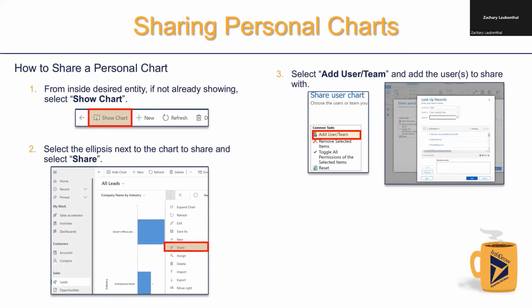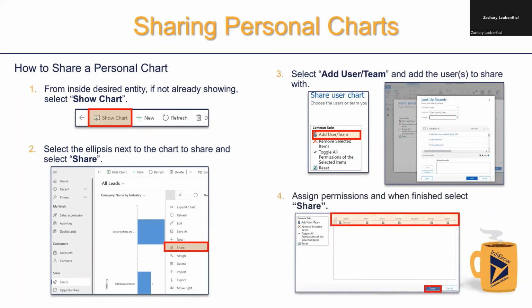And after you've selected and added the colleagues, you can now assign permissions to each. Does this seem familiar? I think we just went over this with the views, didn't we? Yes, we did. Once we're configuring the permissions, we select the Share button.